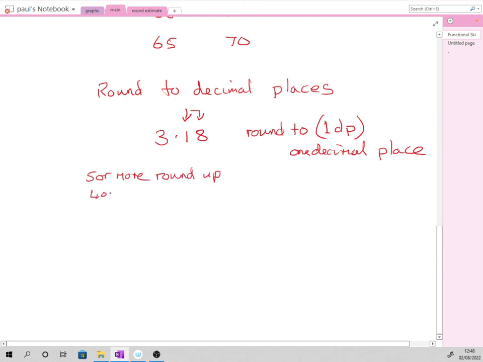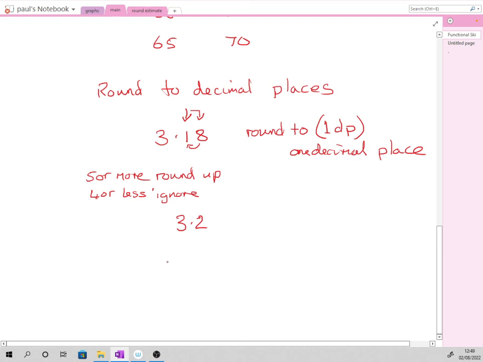If it's 4 or less, you ignore. Yeah. So the 8 is definitely more than 5, so we round up. So that means you add 1 on, to the number 1 there. So your answer becomes 3.2. It's like rounding 18 up to 20. There's a 2, but there's no need to put the 0 in the end, yeah? So that's to 1 decimal place.